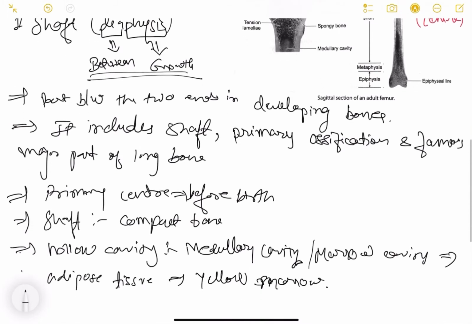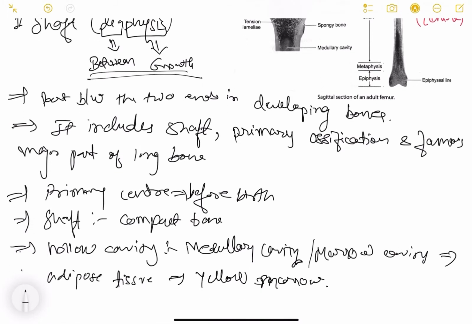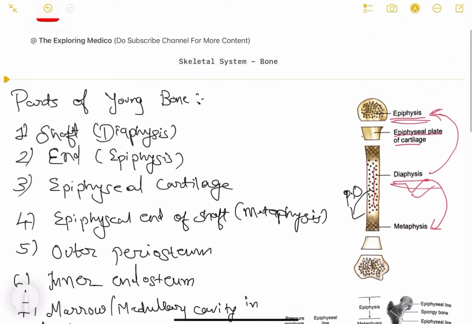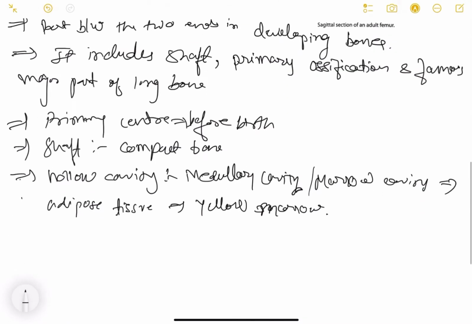So this was about the shaft, that it occurs in the developing bone. Primary ossification takes place, which is before birth. The shaft is made up of compact bone and a hollow cavity is present, that is the medullary cavity or marrow cavity, which contains adipose tissue or yellow marrow. So this was about diaphysis.